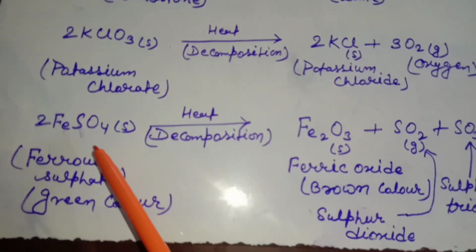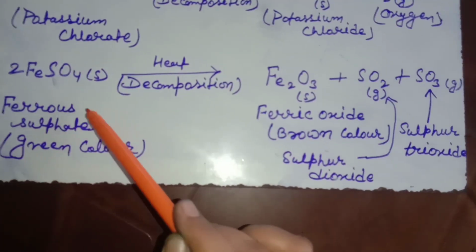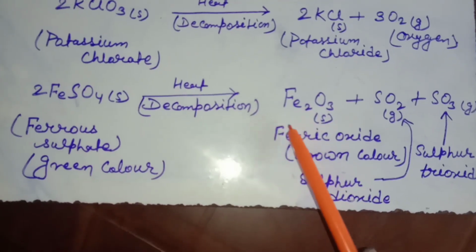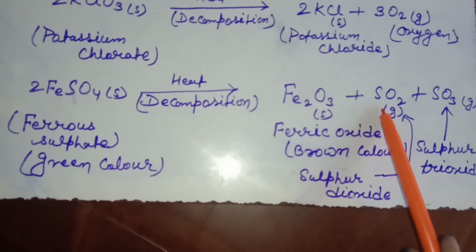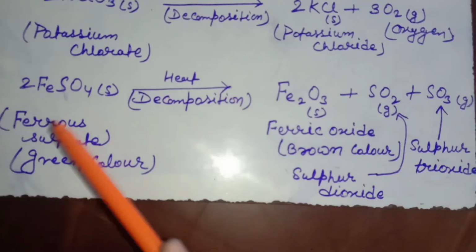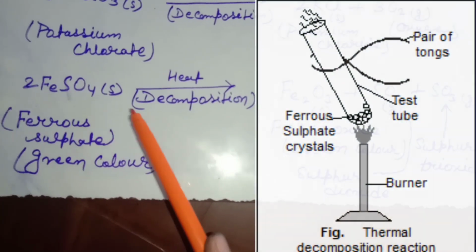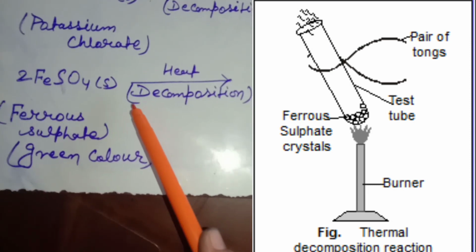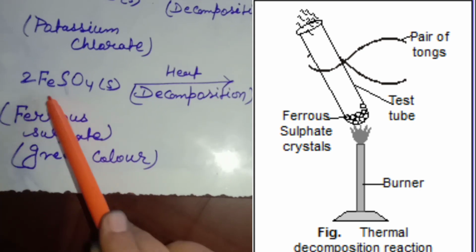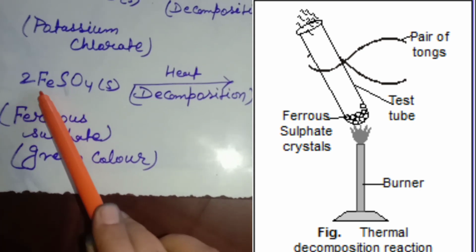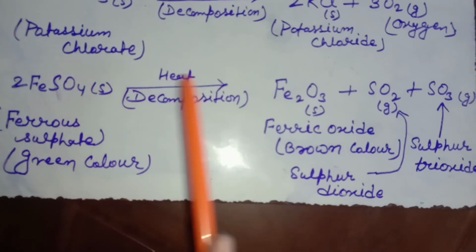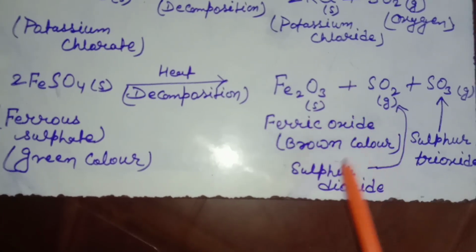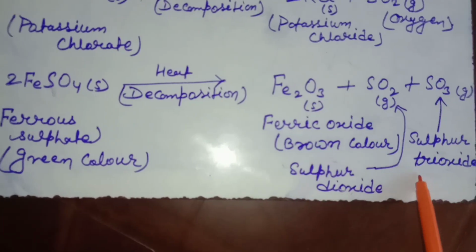Now see, the next example is what? Ferrous sulfate. On heating, ferrous sulfate produces what? Ferric oxide, sulfur dioxide and sulfur trioxide. So look at this picture. This reaction is very important. Most of the time I saw it in board examination. This reaction is, see here, ferrous sulfate when heated breaks down into what? Ferric oxide, sulfur dioxide gas here, sulfur trioxide gas.